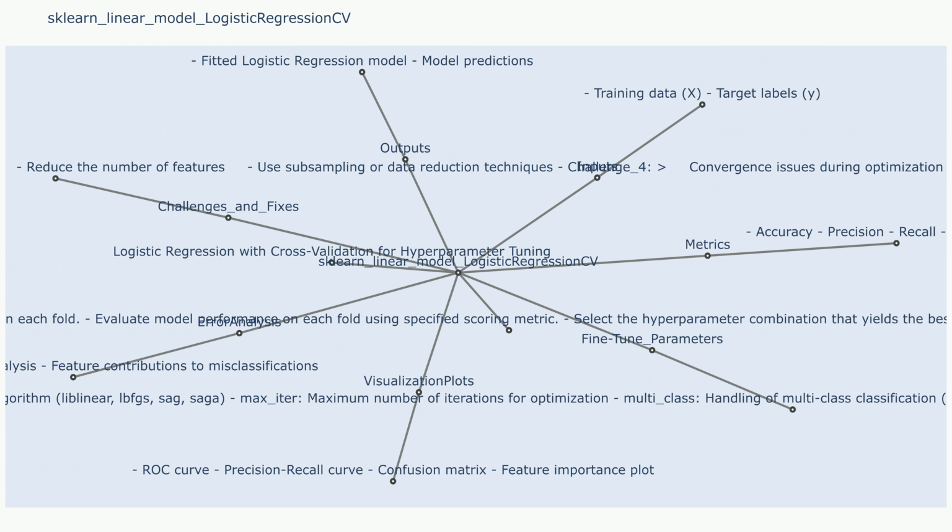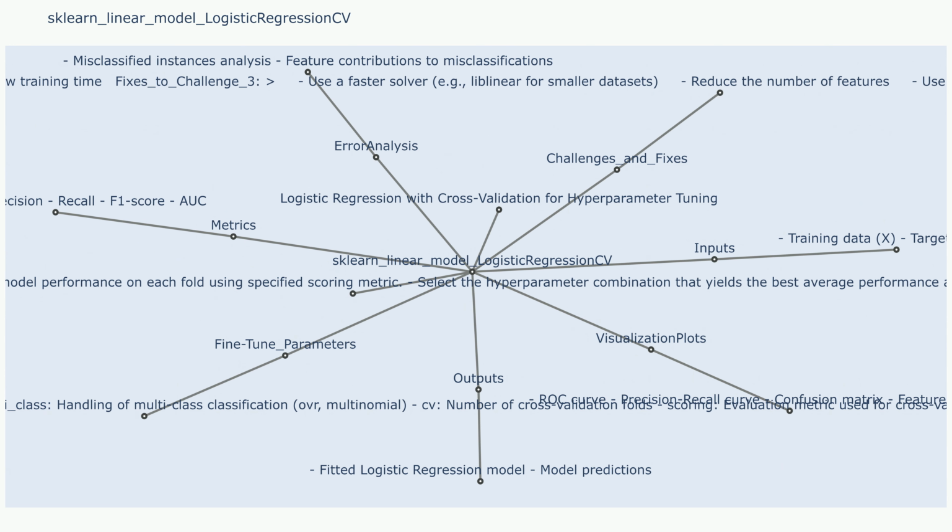Recall. This metric measures the proportion of correctly classified positive instances among all actual positive instances. It's calculated as the number of true positives divided by the sum of true positives and false negatives. F1 score. This metric combines precision and recall into a single value. It's the harmonic mean of precision and recall, providing a balanced measure of the model's performance. AUC. This metric measures the area under the receiver operating characteristic, ROC, curve, which plots the true positive rate against the false positive rate. It reflects the model's ability to distinguish between positive and negative instances.